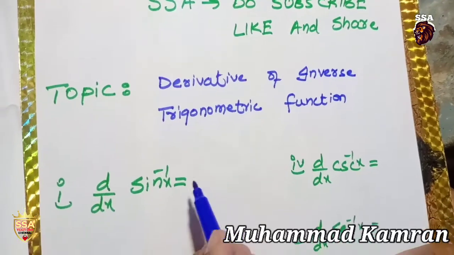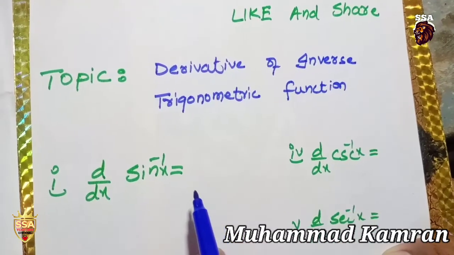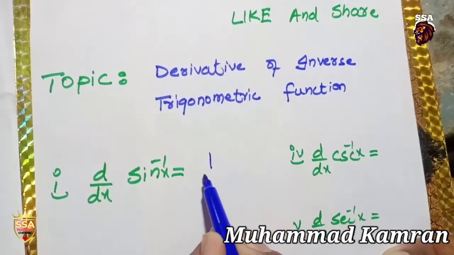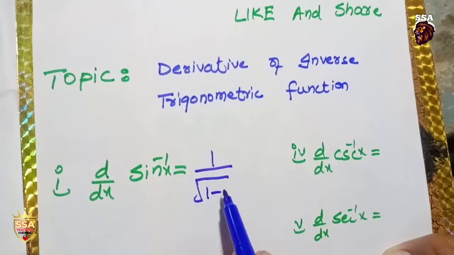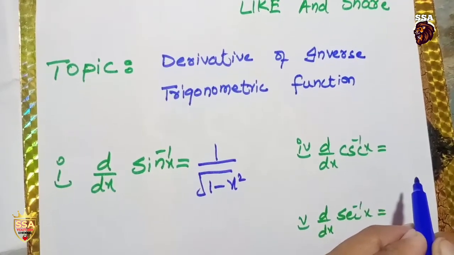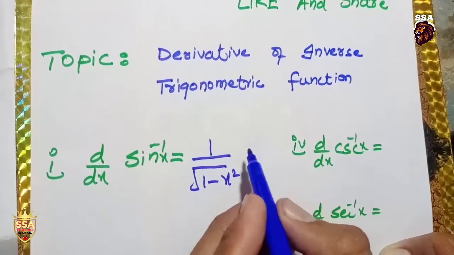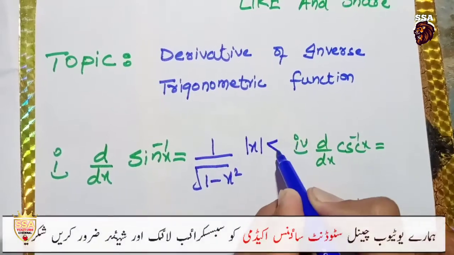First, derivative of sine inverse x is equal to 1 by square root of 1 minus x square, where modulus of x is less than 1.